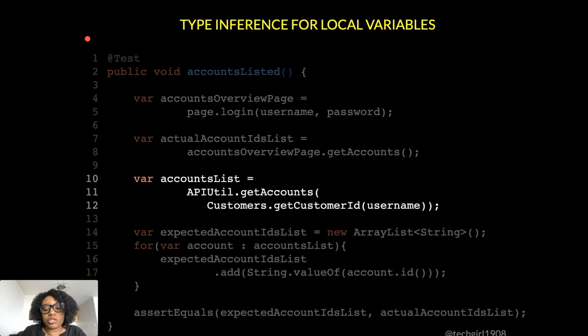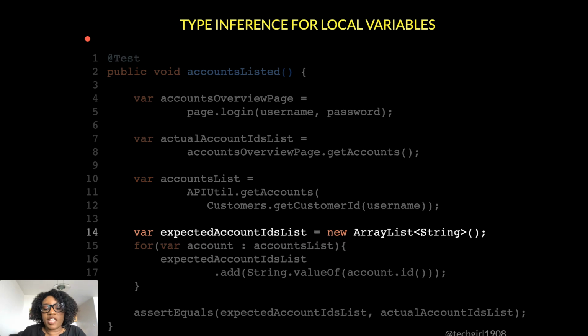For this one, I also changed the name from accounts to accounts list so that it's clear that this is a list holding account objects. Here, I changed the name to be more representative, and I also explicitly defined the data type of the array list on the right-hand side. Now, if I didn't use this diamond operator to indicate that this is a list of strings, then it's going to be inferred as a list of objects. And that's okay in this case, but it could get us in trouble down the road.